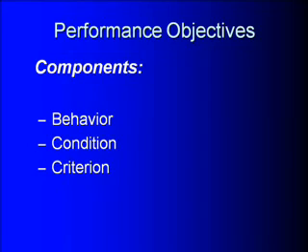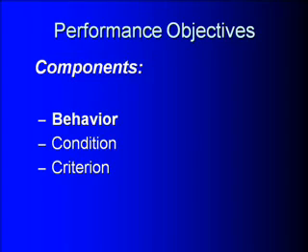A performance objective consists of three components: behavior, condition, and criterion. The behavior component describes what the learner will be able to do or demonstrate. A statement of performance begins with an action verb that describes some type of observable behavior, like add the numbers, change a tire, or dig a hole.